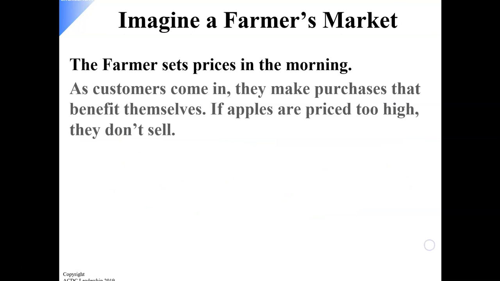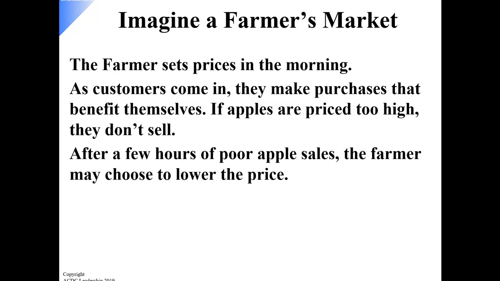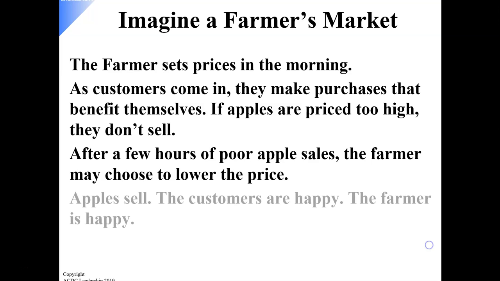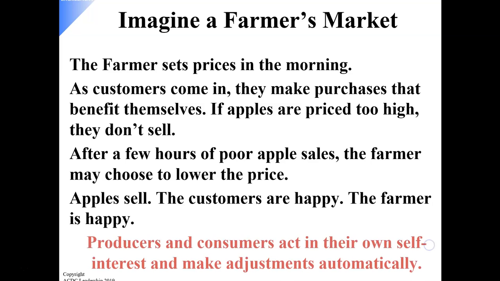So let's imagine that a farmer sets his prices early in the morning. As customers come in, they make purchases that benefit themselves. If apples are priced too high, they're not going to sell. After a few hours of poor apple sales, the farmer may choose to lower the price. Apples will sell. Customers are happy and the farmer's happy. So producers and consumers are acting in their own self-interest and making adjustments automatically.